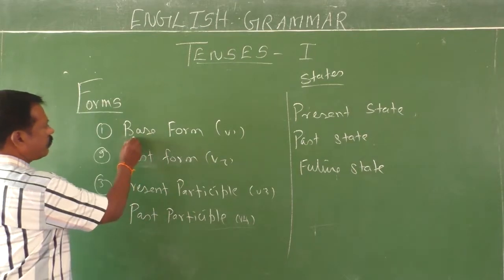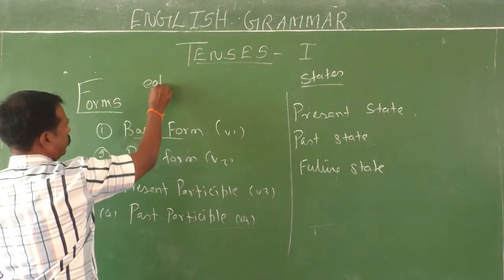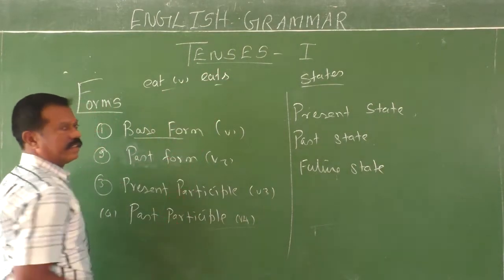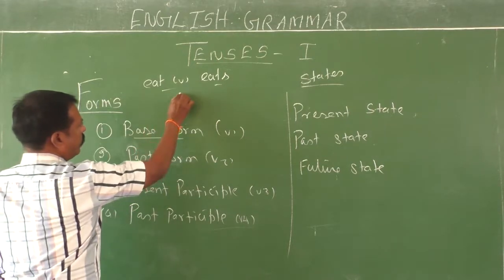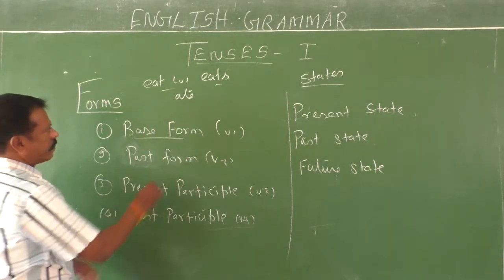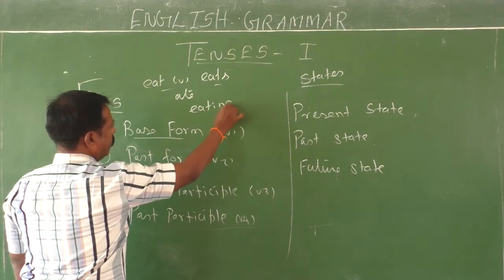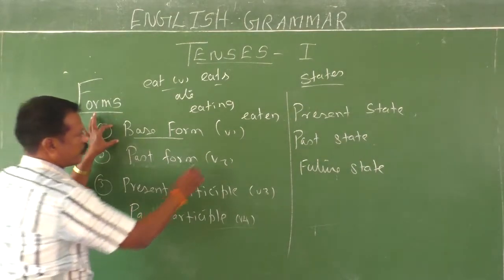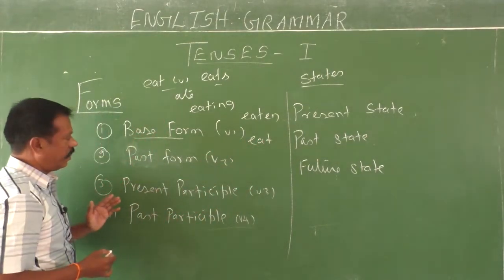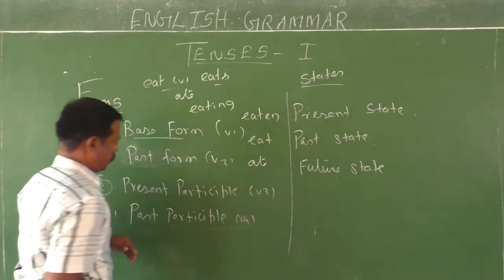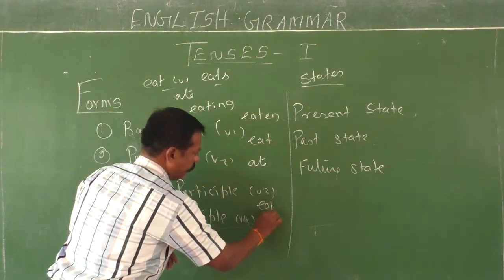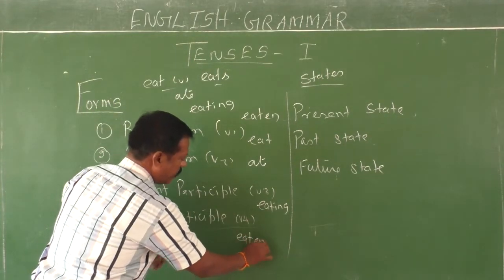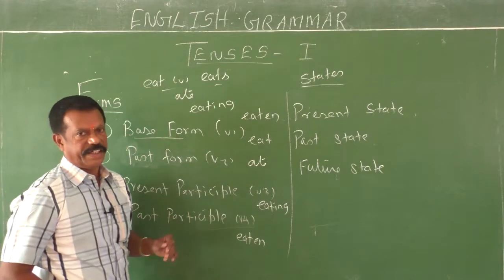For example, the base form of the verb eat. This is V1. It's eat and eats. Past form: ate. Present participle: eating. Past participle: eaten. So an example: base form eat, past form ate, present participle form eating, and past participle form eaten. Eat, ate, eaten and eating.